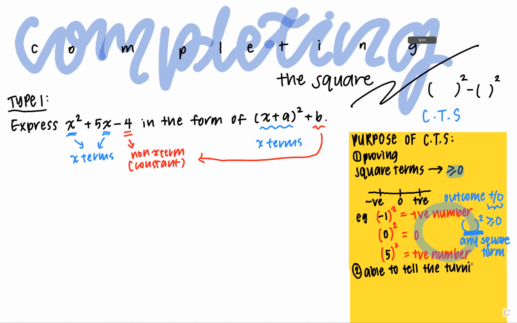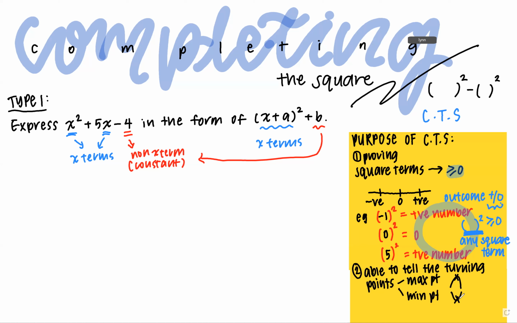Able to tell you the turning points immediately. Turning points can be a maximum point, especially when it's an N-shaped graph, or a minimum point, which is a U-shaped graph. Now, for this turning point, we'll learn more in-depth in E-math. For now, this is just a general idea for you all, because today our main purpose is completing the square.